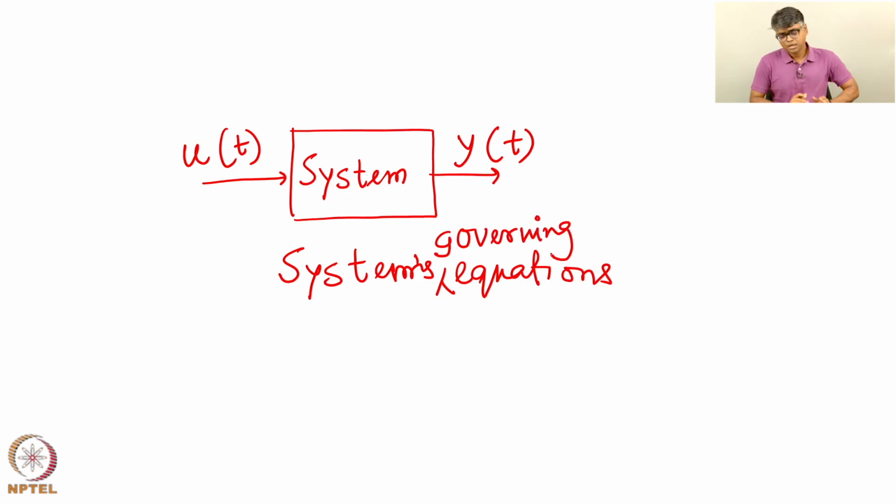But nowadays, and how does one get these governing equations? Usually these equations are got by doing some first principle analysis, right? Which are also known as modeling. If you have information about the system, what is there inside this box, then you look at those components and you write down equations from basic laws of physics. Those are your system's governing equations.